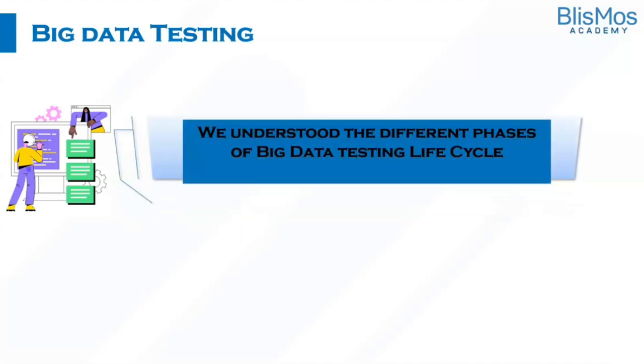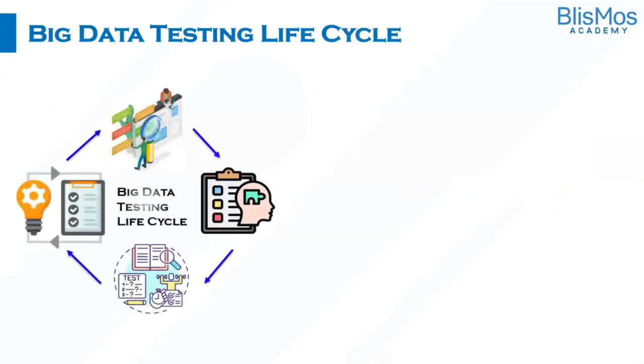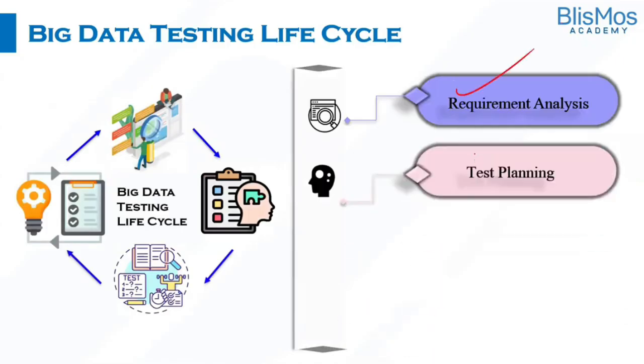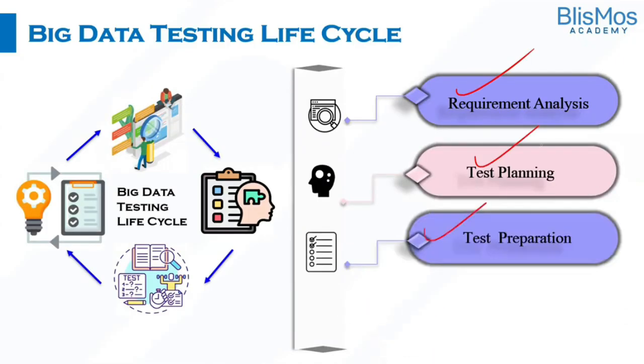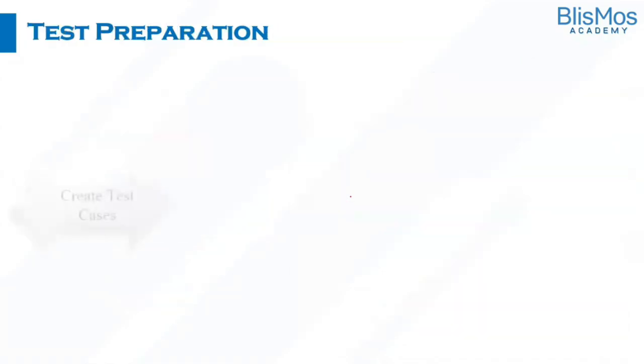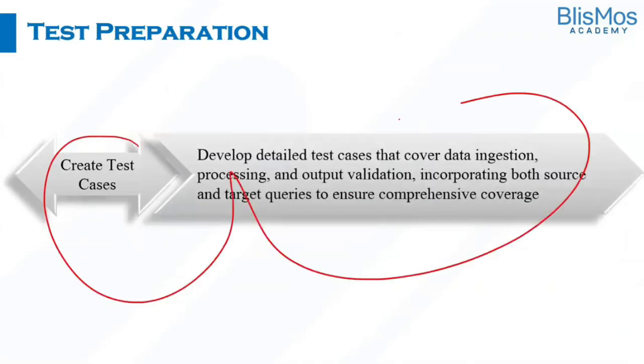We understood the different phases of the big data testing lifecycle. So what next? The different big data testing lifecycle phases involve requirement analysis, test planning, test preparation, and also test execution. One of the important phases is test preparation, where we document the test cases. We document the test cases, isn't it?